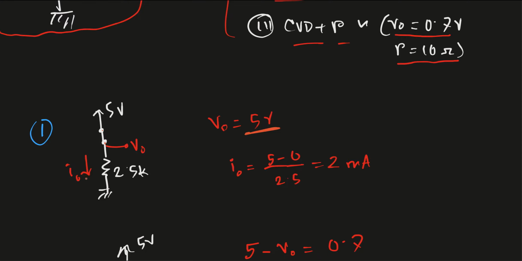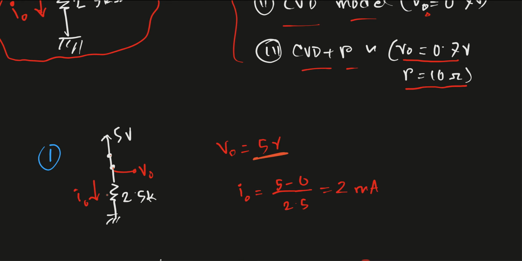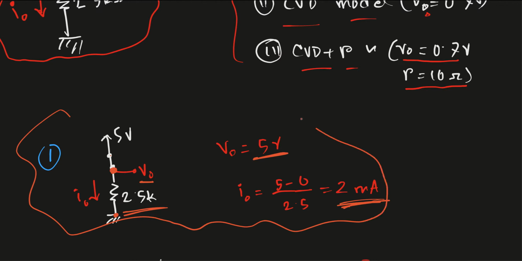And the current through the diode and the resistance can be found from the current through the resistance. For the resistance, the voltage of this node is V0, which is 5 volt, and the voltage of this node is 0 volt. So the current will be (V0 minus 0) divided by the resistance, which is 2 milliampere. So you see that using this model, the analysis is very easy and the calculations are very simple.